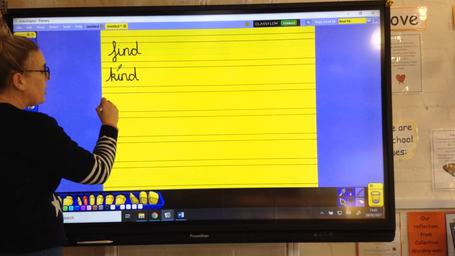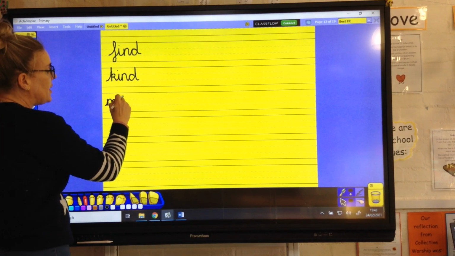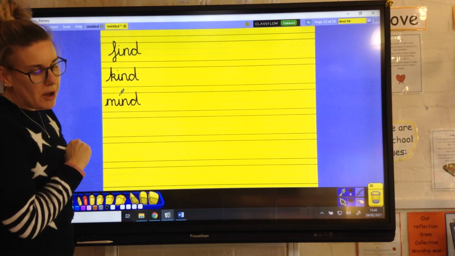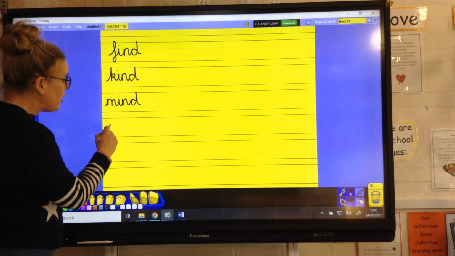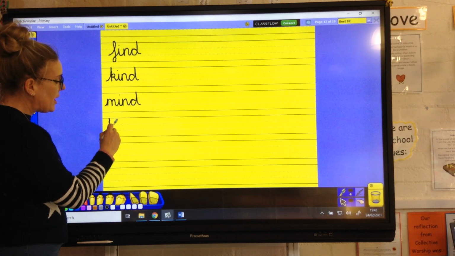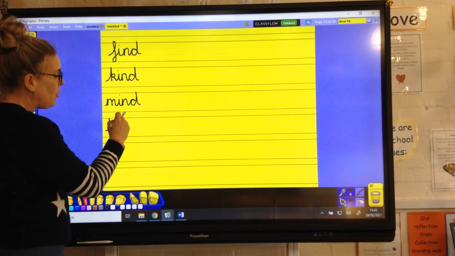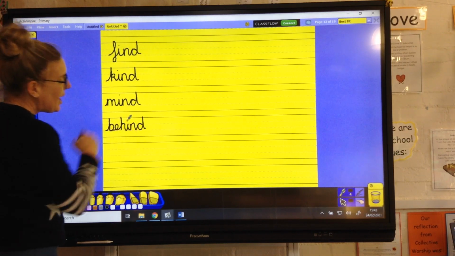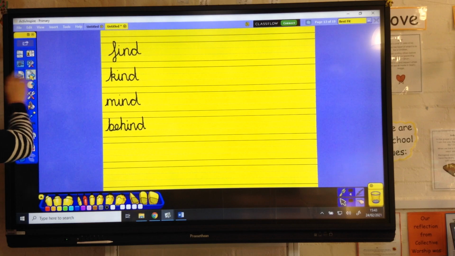Then we've got the word mind: up, down, over, into our I, up, down, over, into our D, and dot our I. Then we've got the word behind: all the way up, all the way down, and round, into our E, all the way up, all the way down, up, and over for our N, and then into our D.